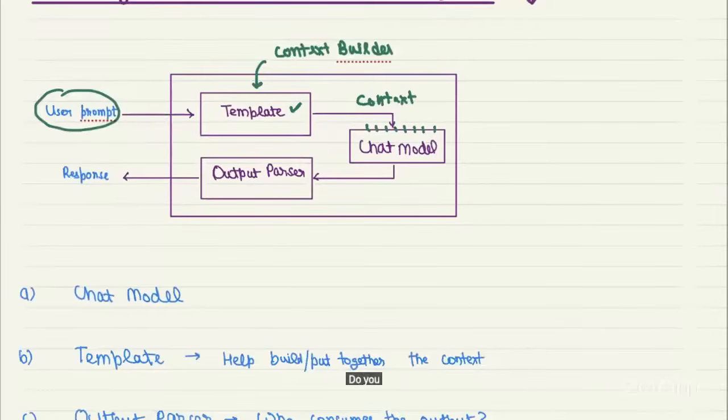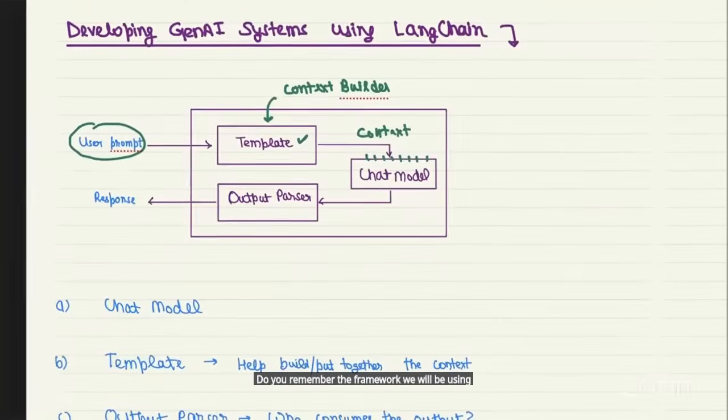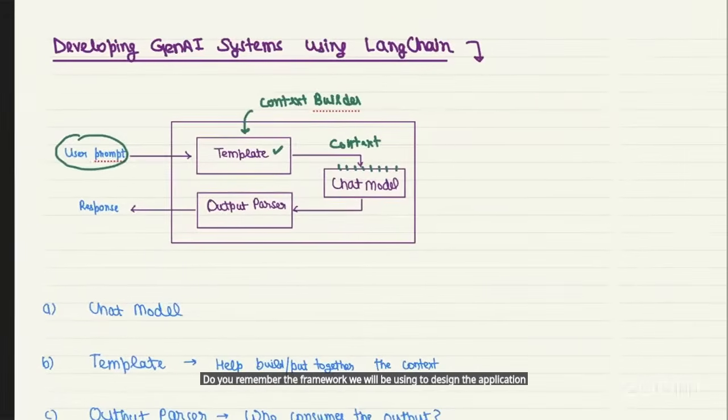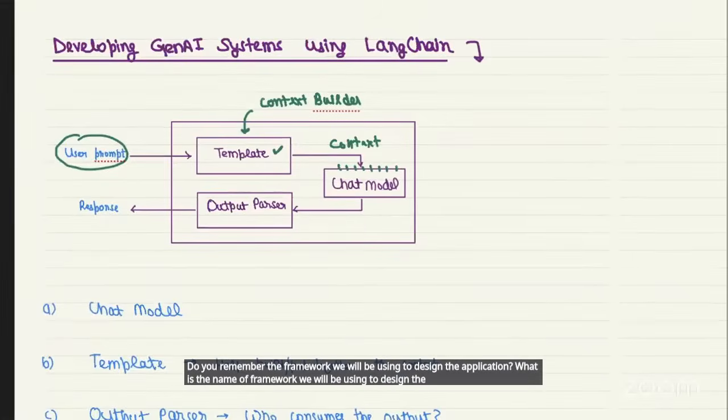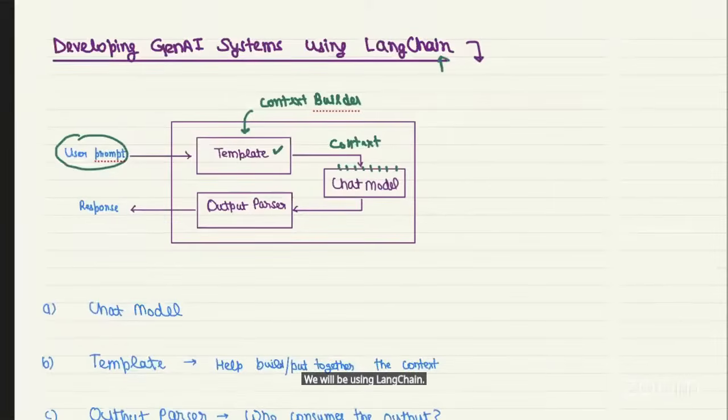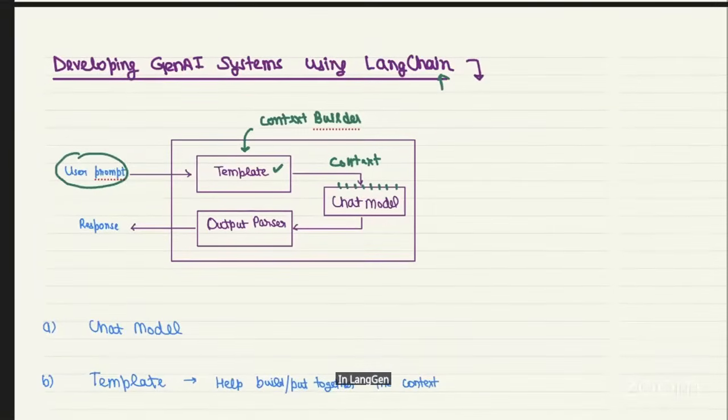Do you remember the framework we will be using to design the application? We will be using LangChain. In the LangChain framework, they call the context builder a template. That's why I kept template over here, so that it matches what I will be showing you next. Is this part clear to you? Now, who designs the template? We will learn how to design the template in just a moment.